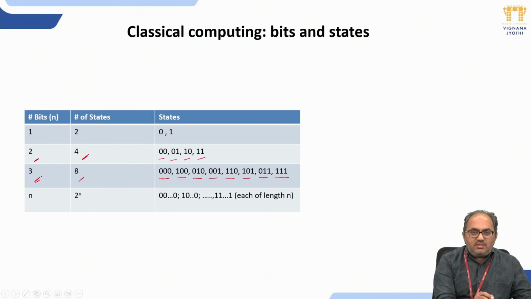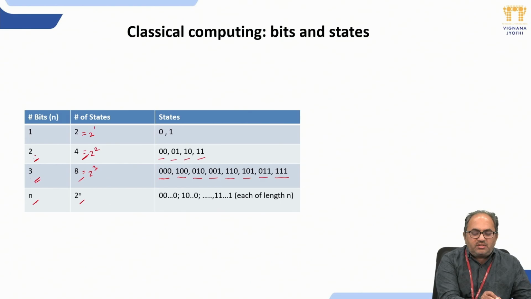If I continue like this, in general I can say that if I have n bits, you can generate 2 to the power of n states. You can write 2 as 2 to the power of 1, 4 as 2 squared, and 8 as 2 cubed. So if I have 3 bits, I have 2 to the power of 3 states.